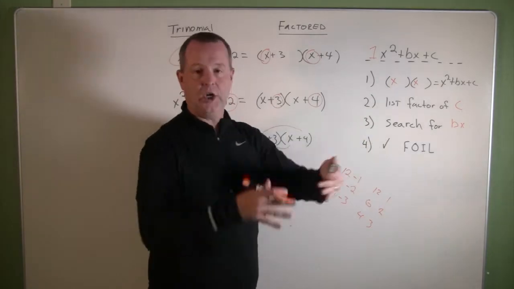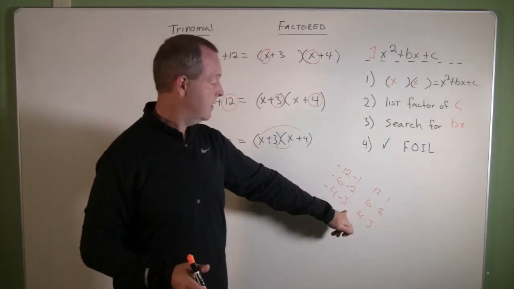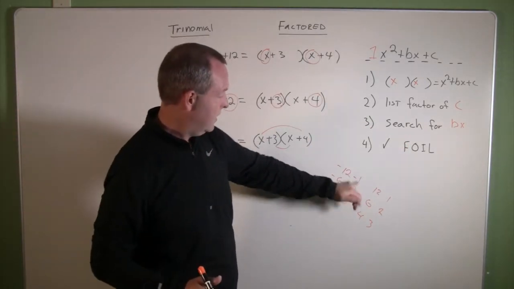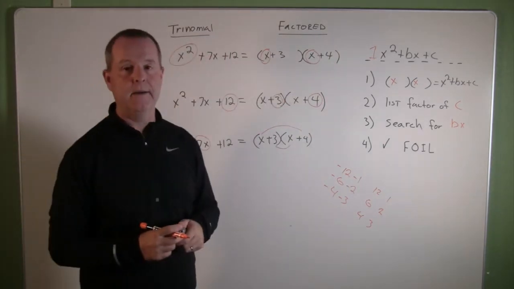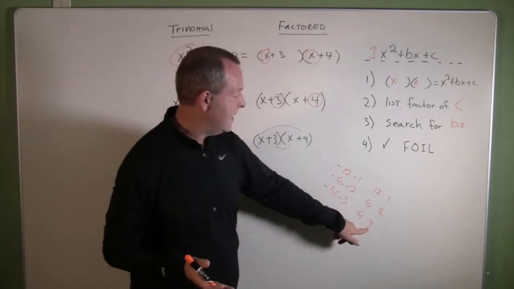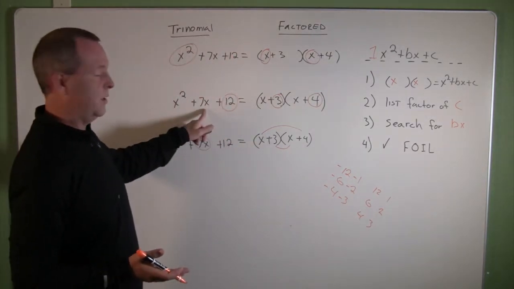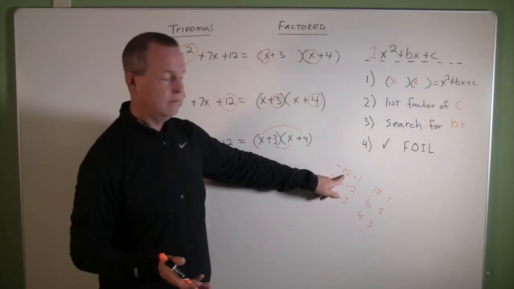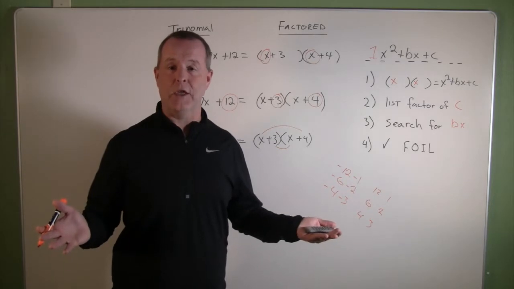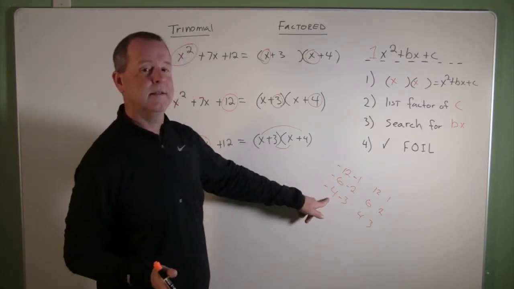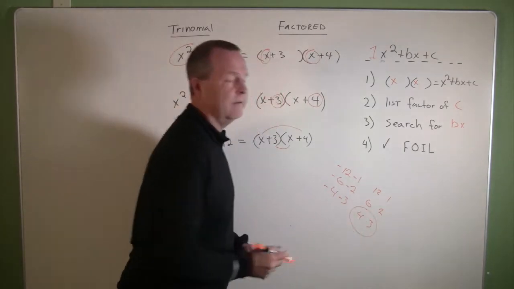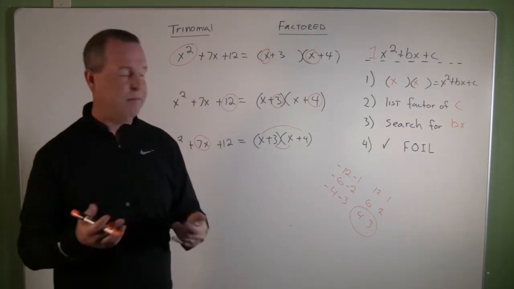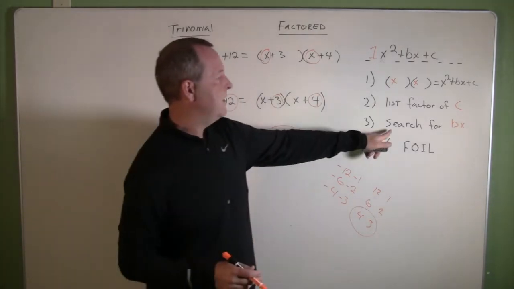My next step is to search this listing of possibilities. I've narrowed the entire search down to 6 possibilities of what these other numbers could be. I'm going to look for the ones that, if I add them together, give me the middle term, which in this case is a 7. So which of these, when added together, make a 7? Fortunately, I don't have to look through the entire infinite universe of numbers. I only have to check these 6. And I find that it's this batch right there. Those are the factors that make a 12 but also add up to 7. So that's where we search for bx.